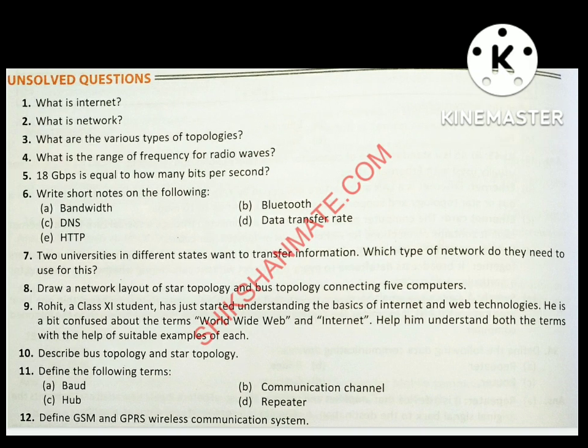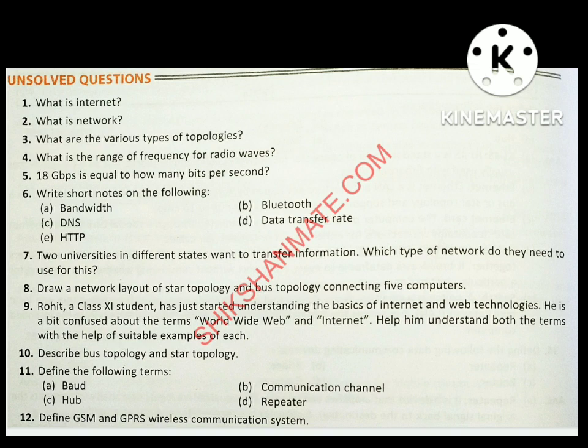Next question is describe bus topology and star topology. So bus topology is a multi-point configuration, that is, several devices are connected to a main long cable, usually coaxial cable, which acts as a backbone. The data flows from one end of the cable to the other. The cable has terminators at both ends which absorb signals when the signal reaches the end, preventing signal bounce. However, as the signal travels a long distance, it becomes weaker and weaker.